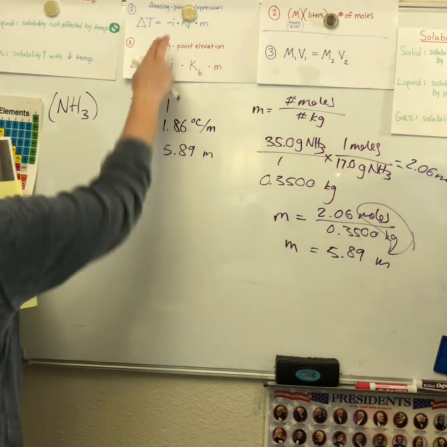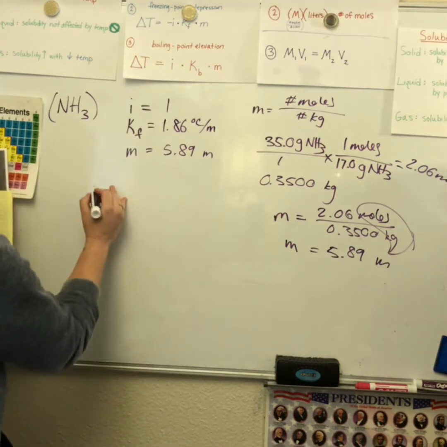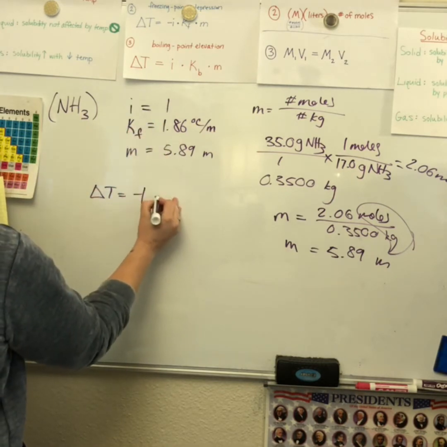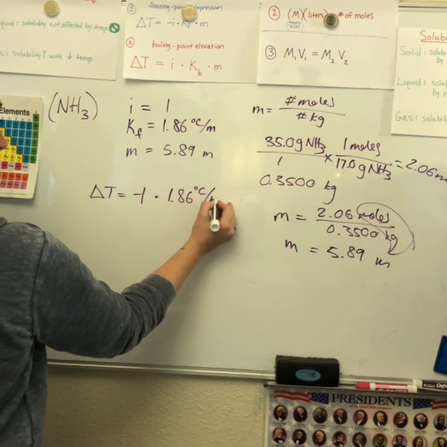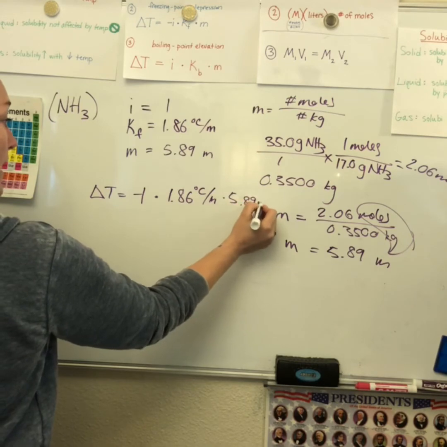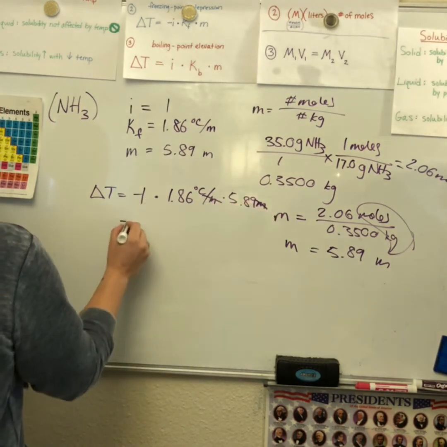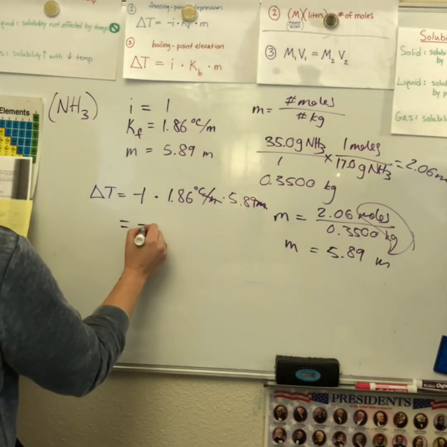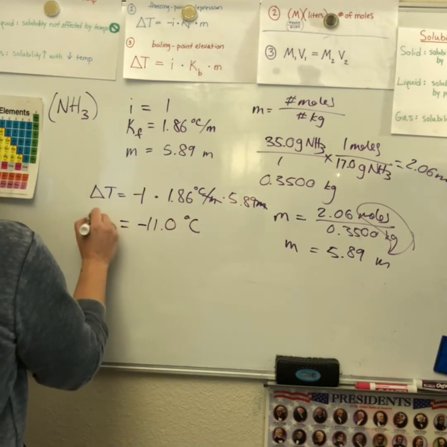So now I can go ahead and take my equation, and I'm solving for delta T. So delta T equals -1, then I put this number in, 1.86 degrees Celsius over molality, times my m, 5.89 m, okay? My m's are gonna cancel. I'm gonna multiply out all those numbers, and I'm gonna end up with -11.0 degrees Celsius is my change in temperature.